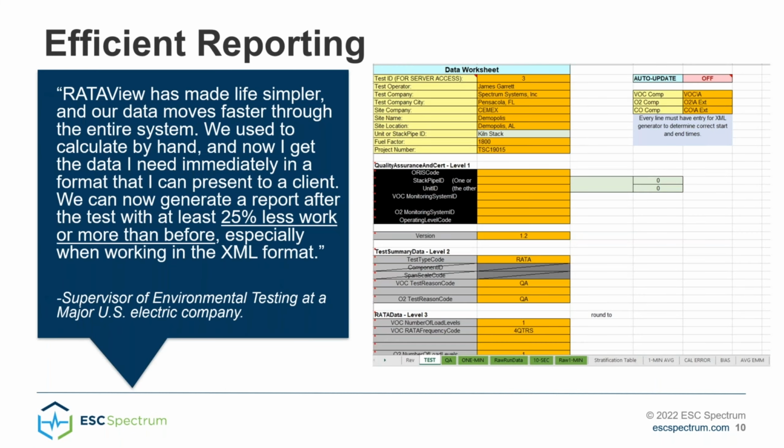So for the spreadsheet itself, this is a screenshot of one of the pages on the spreadsheet. You'll notice there's a test ID. RATAView will create a unique test ID for every test that you run, and you use that ID in the spreadsheet to tell it which test to look for. There's an auto update line here that allows you to turn on or off the spreadsheet's ability to automatically retrieve data from the database. If it's on, then the spreadsheet will poll the database every minute and retrieve data and fill it in.